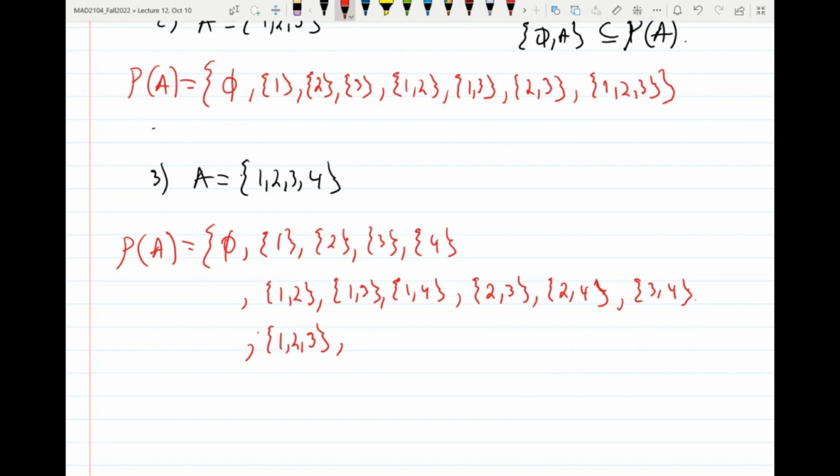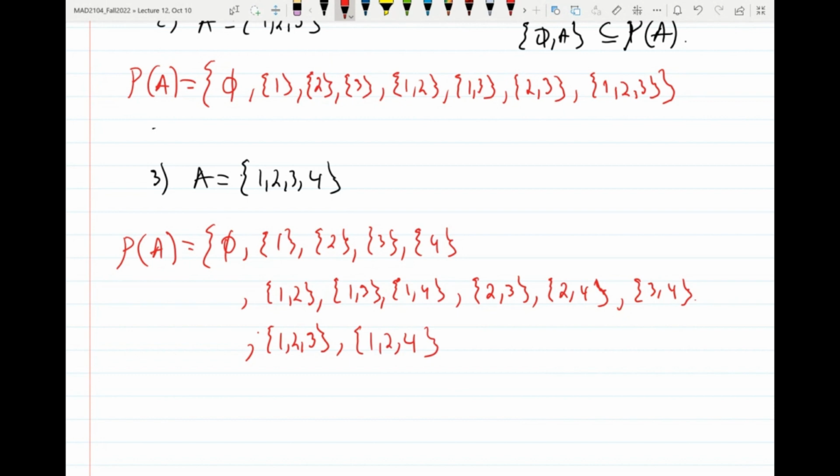So you want to write all 1, 2, something. Once you're done with that, you want to write all 1, 3, something. Yes? And then all 2, 3, something. Does that make sense? Okay. So let's see. 1, 2, 3. Then 1, 2, 4. And that's it. I cannot write anything else with 1 and 2.